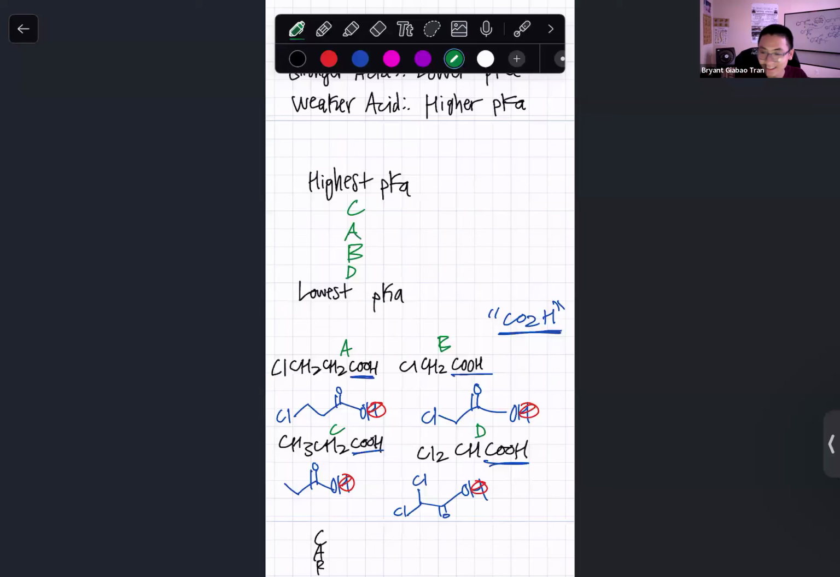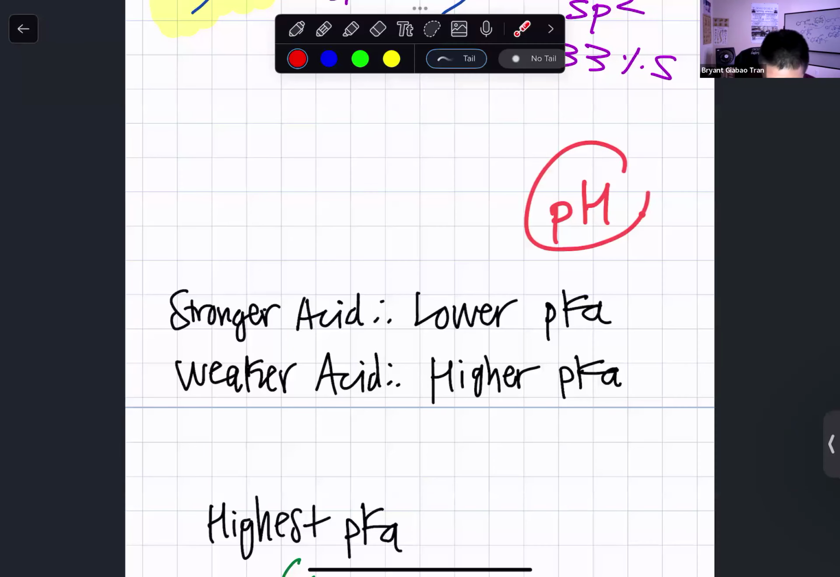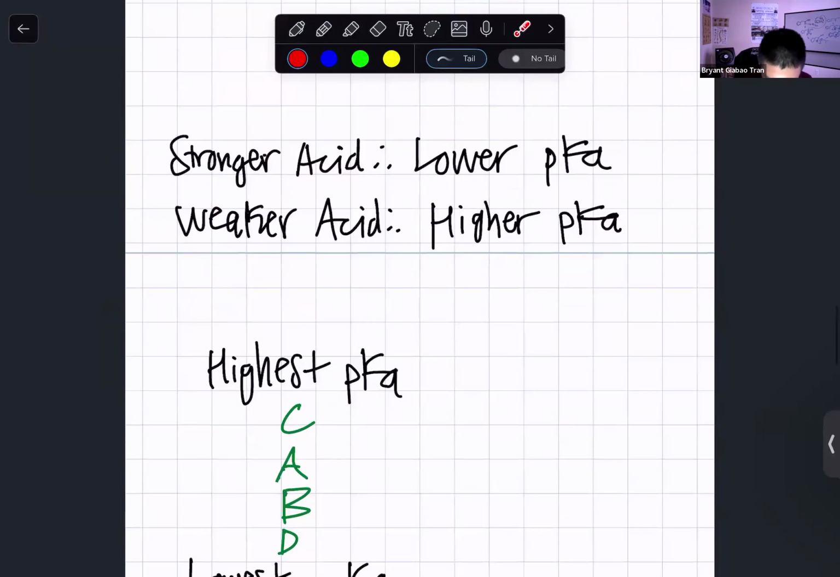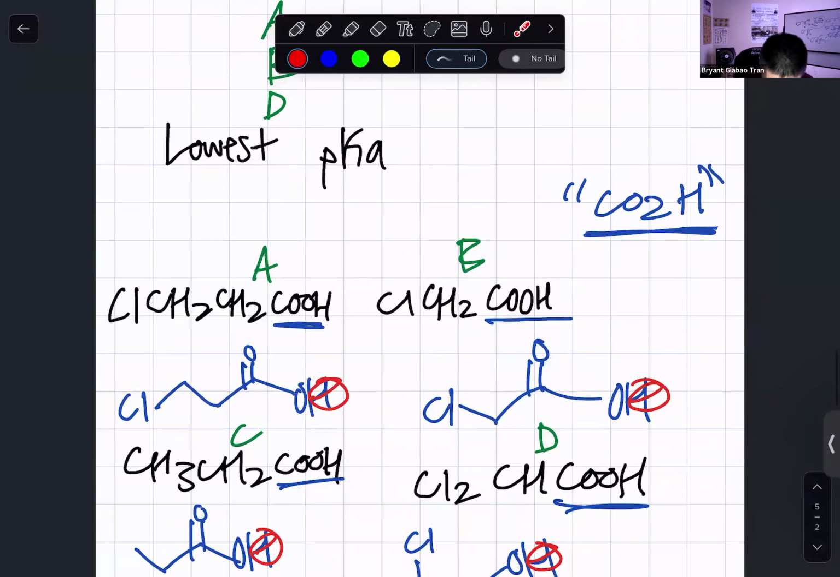Okay, yeah. I just remembered why a stronger acid has a lower pKa, which relates to the pH environment of the solution. But that's more of a biochem thing, so we don't have to go over that. Just know that the stronger acid has a lower pKa and the weaker acid has a higher pKa for this question. Right.